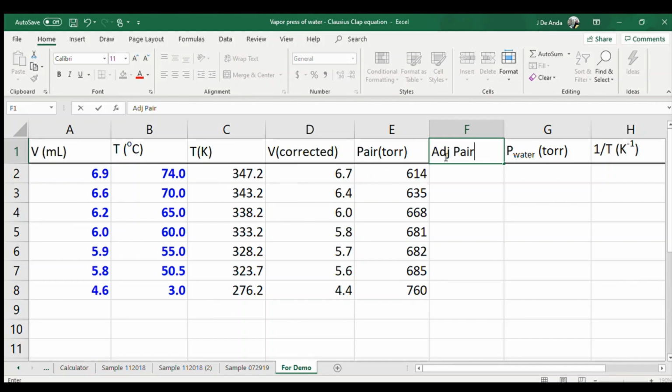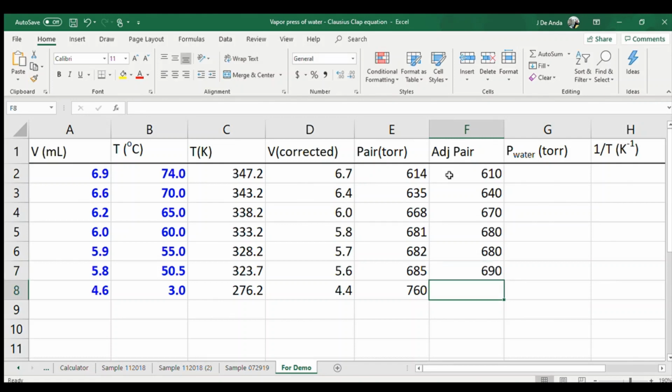All right. And what I am going to do here is take these numbers on column E and round them to two sig figs. So this will be 610. This will be 640, 670, 680. This one will stay at 680, 690, and of course this one stays at 760.